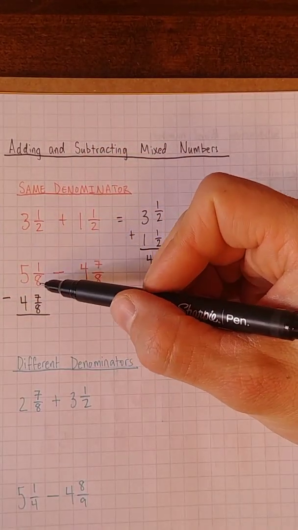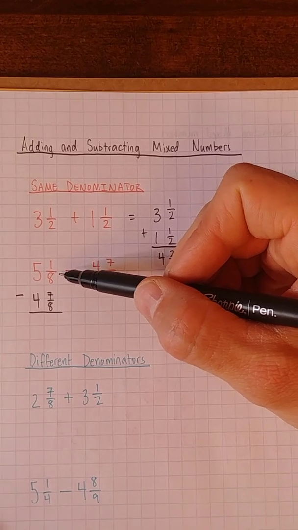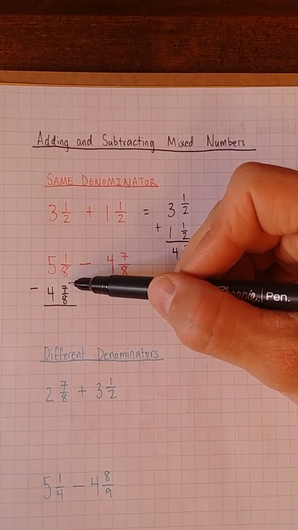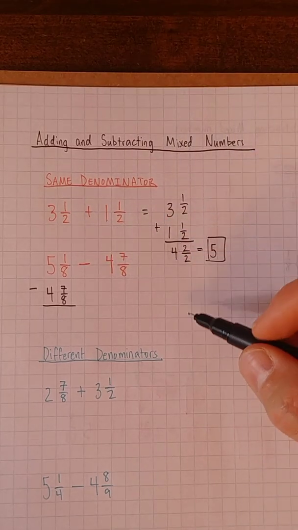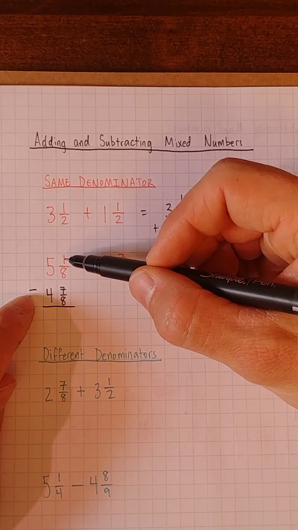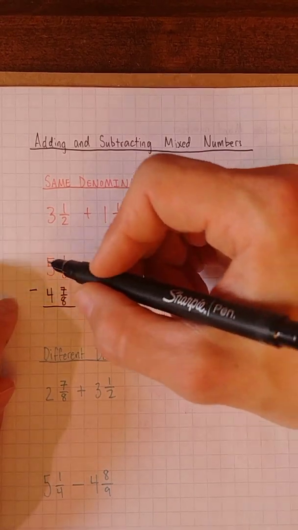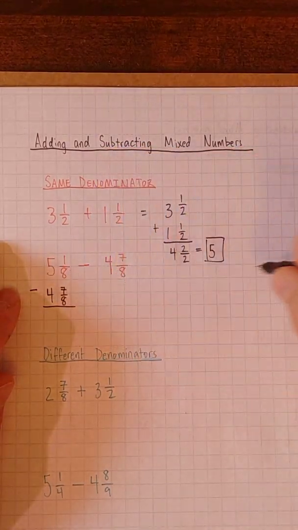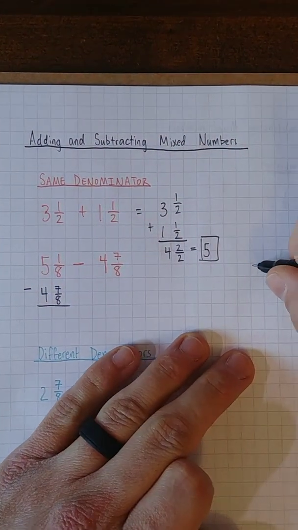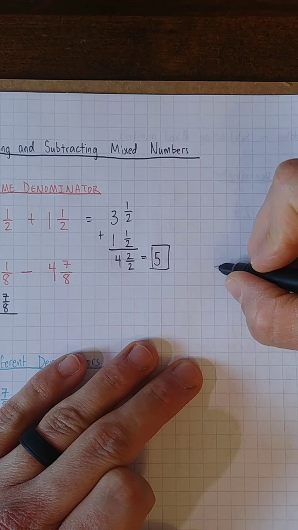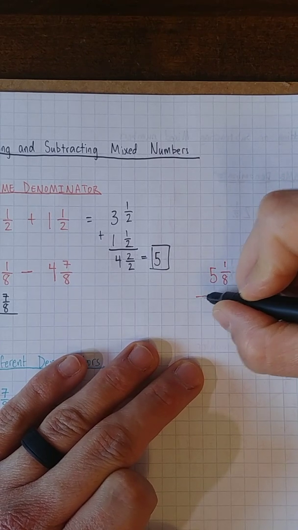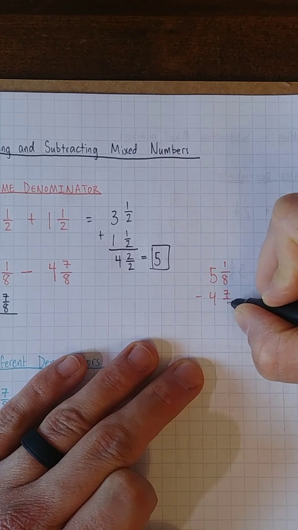Now here, just like I wrote my addition problem vertically, I would normally wanna just subtract 1/8 minus 7/8, except I can't quite do that because I can't subtract 7/8 from 1/8. I have to do some ungrouping. So let's see what this looks like. I'm going to rewrite this problem over here. 5 and 1/8 minus 4 and 7/8.